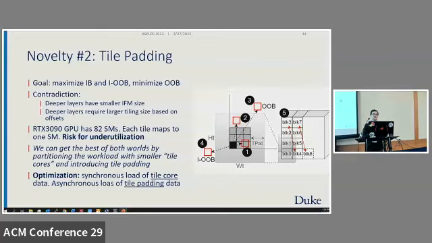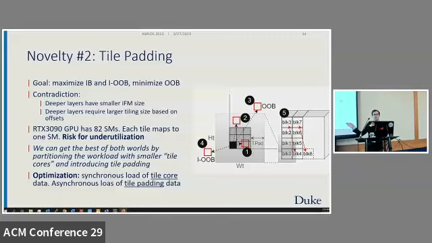The first one is deeper layers tend to have smaller input feature map sizes, so if you try to tile with the same shape, you'll end up with fewer blocks and therefore a chance of lower utilization on your GPU. Second one is deeper layers tend to have larger offsets, so these are conflicting behaviors. So in order to deal with that, we actually introduce a padding region that is essentially prefetching that data into shared memory so that it's available for the bilinear interpolation operation.